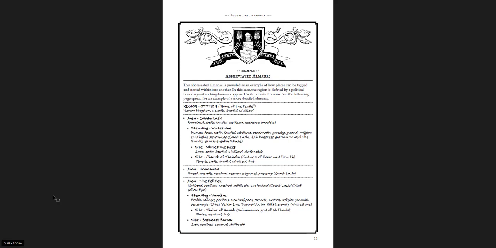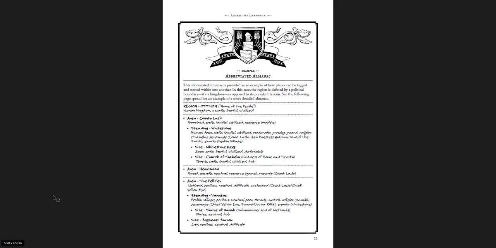It's a human kingdom. It's unsafe, lawful, and civilized. Those are the tags for the kingdom and that region as a whole. And then within that region, there are 3 areas. There's the County Laszlo, there is the Heartwood, and then there's the Felfen. Within the County Laszlo, which is farmland, safe, lawful, civilized, there is a resource, marble. So you have a breakdown of what it looks like.